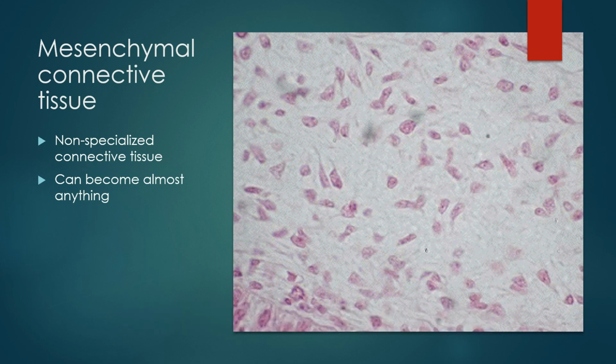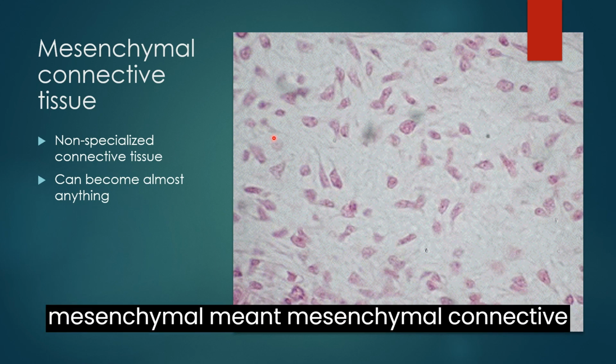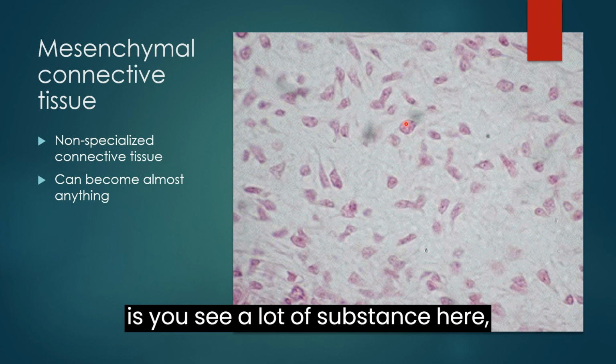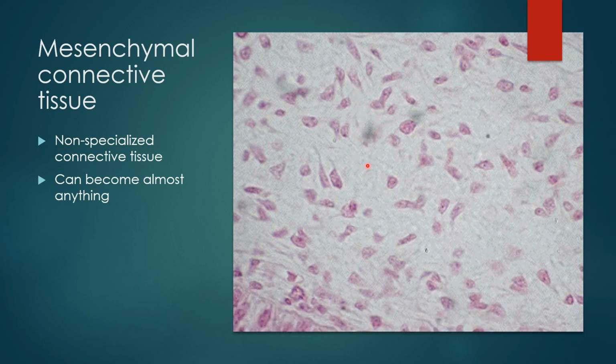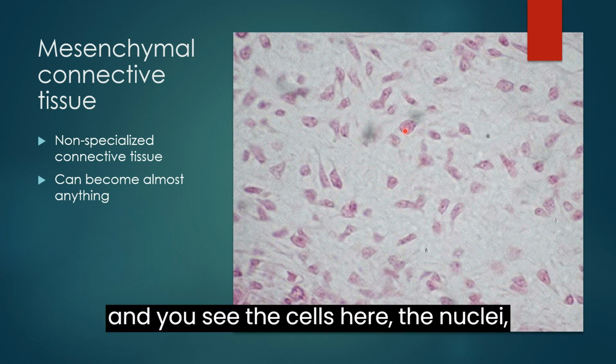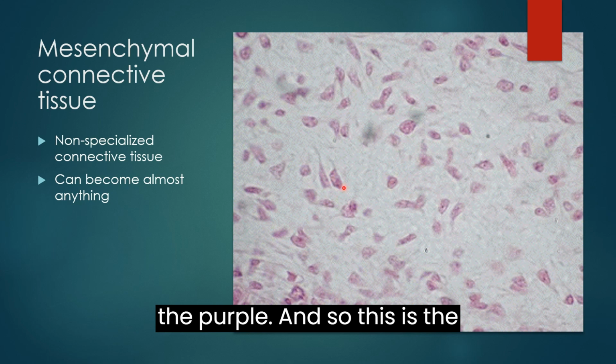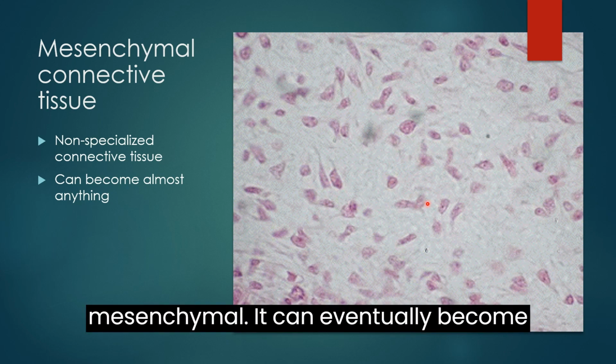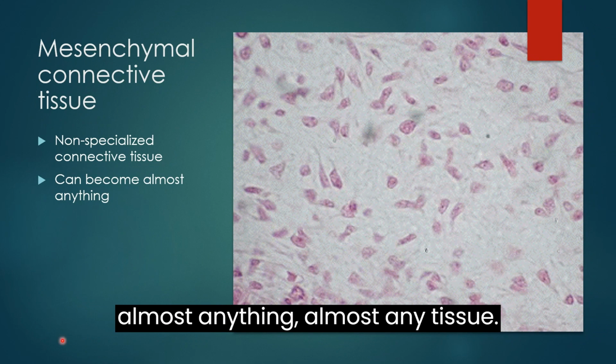So I wanted to show you what the mesenchymal connective tissue looks like first. And what you see is a lot of substance here, and you see the cells here, the nuclei, the purple. And so this is the mesenchymal. It can eventually become almost anything, almost any tissue.